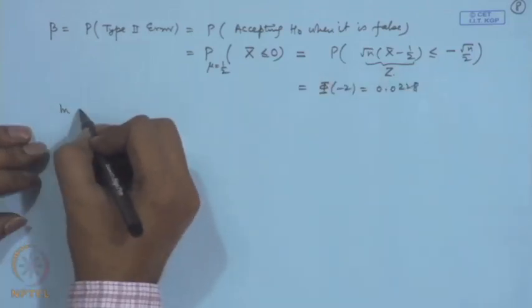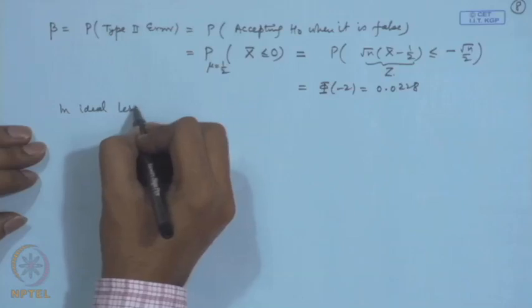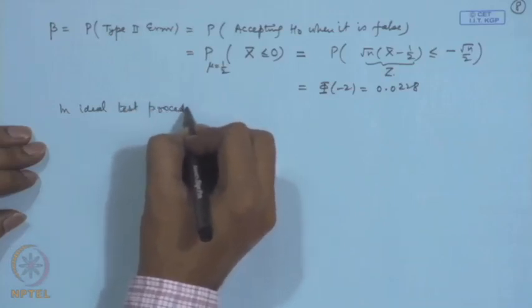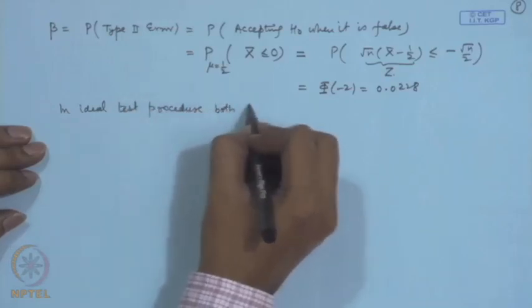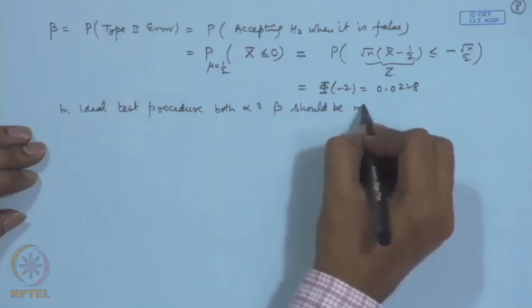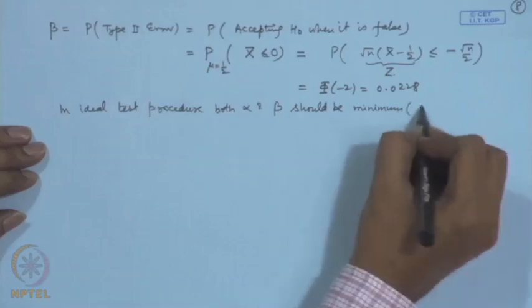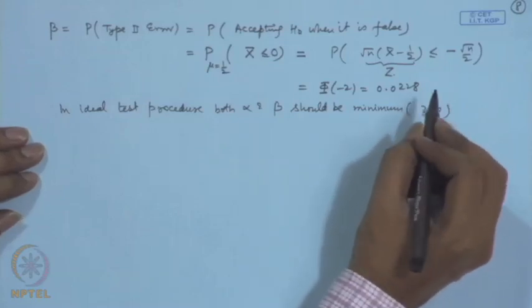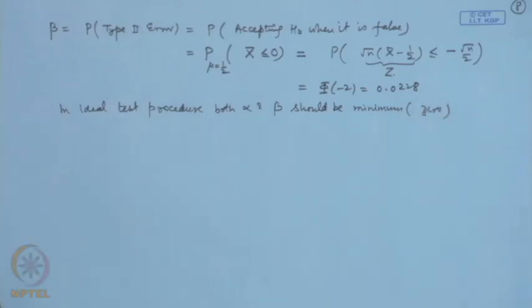Now, in an ideal test procedure, both alpha and beta should be minimum, basically they should be 0, but practically speaking this is not possible, because if I want to make the probability of type 1 error 0, that means the rejection region should be an empty set with respect to the distribution when the null hypothesis is true.